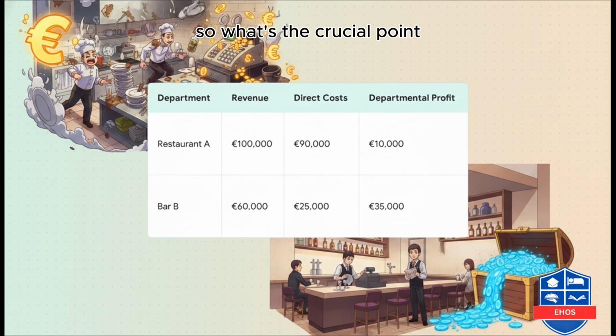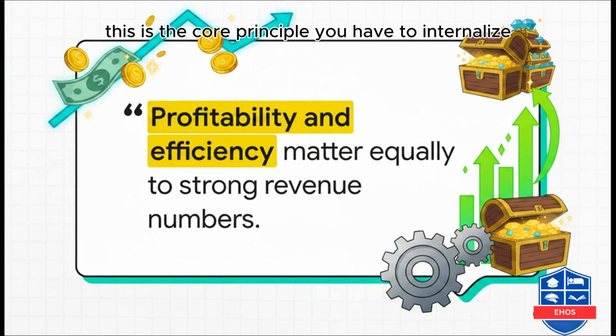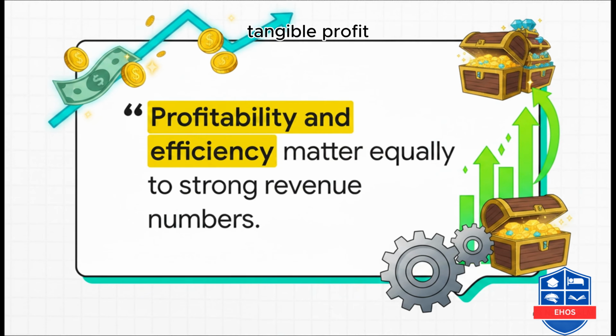So what's the crucial point? Revenue without profitability is just busy work. This is the core principle you have to internalize as a future hospitality leader. Success is not just about the top line. It is all about the bottom line. It's about how efficiently you can convert every euro of revenue into actual, tangible profit.